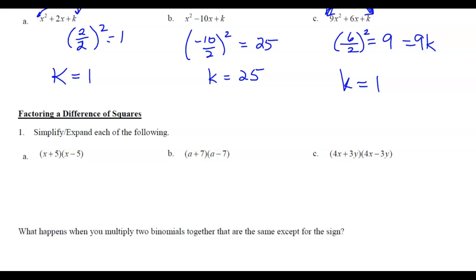Okay. So the first question in this is expanding. So this is last week's work. Expand those binomials out and see what kind of expressions you get. How many terms do you get? Do you get 2? Do you get 3? Or do you get 4? Okay, so do that now.